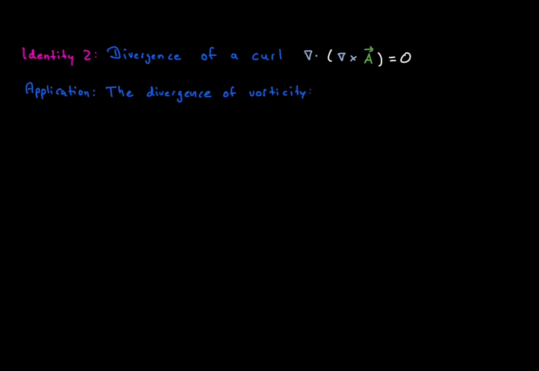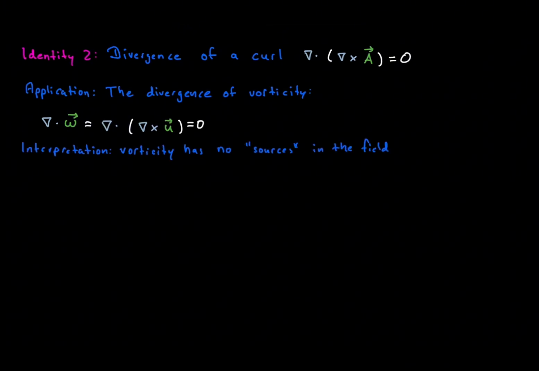Next identity. The divergence of a curl is 0. Nabla dot nabla cross A equals 0. If vorticity is defined as nabla cross velocity, then its divergence is automatically 0. Vorticity has no classical sources in the flow field. Again, this is not abstract math. It constrains rotational motion.